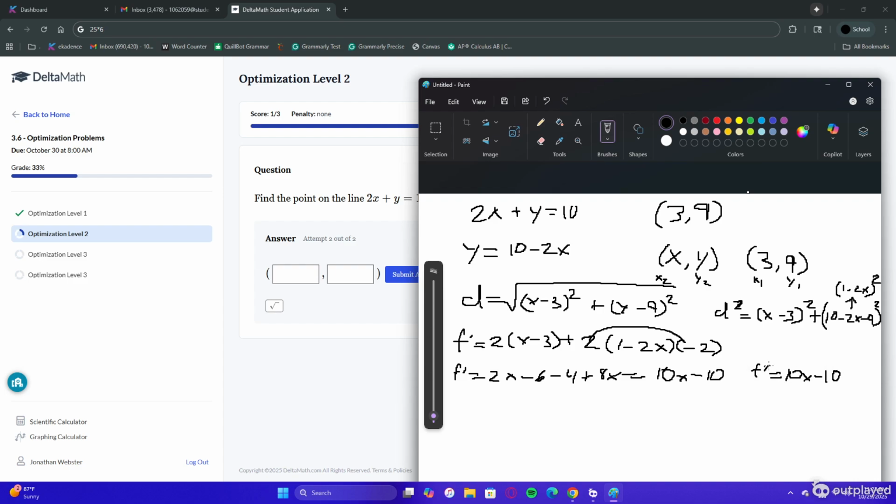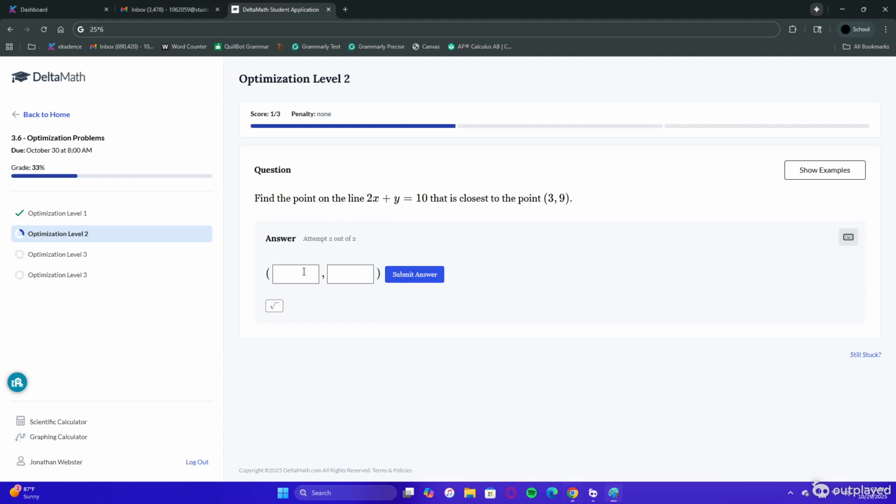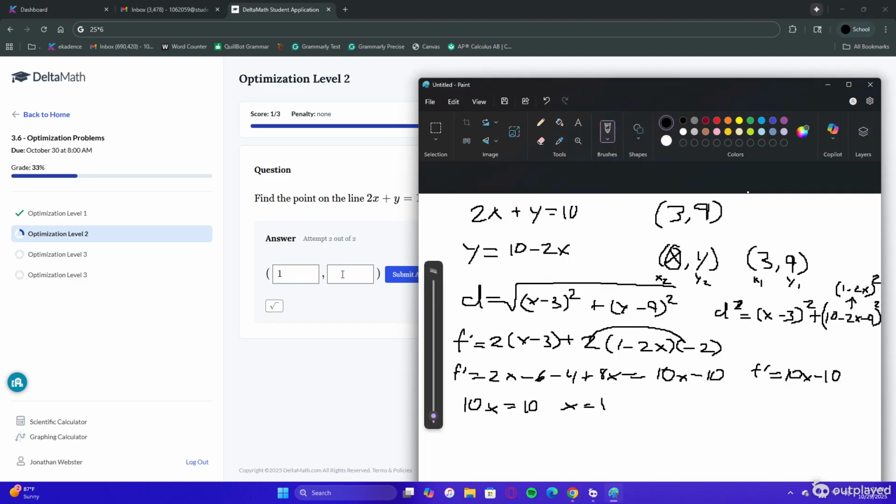So now finding our critical points of f prime, we would just set it to 0, so 10x equals 10, x would equal 1. So now we have the first part of our answer. We have the x value, which is 1, so we'll just put 1 right here, and now we just need to find the y, which we already have. So y equals 10 minus 2x, or y equals 10 minus 2 times 1, y equals 8. So that would be our answer.